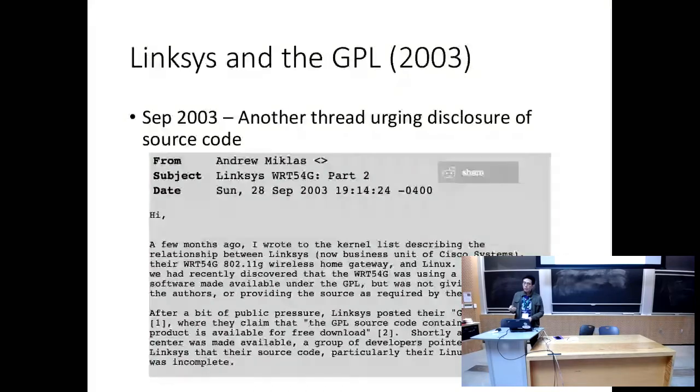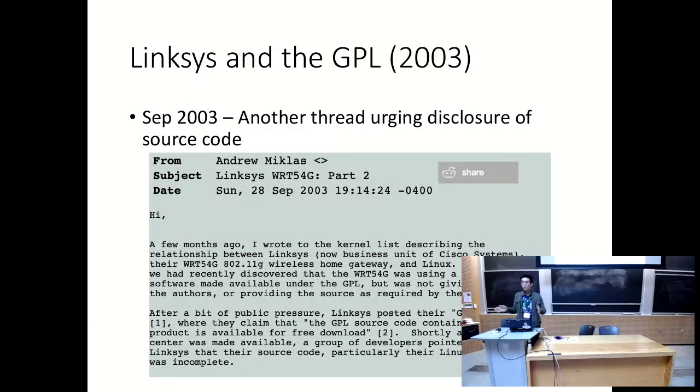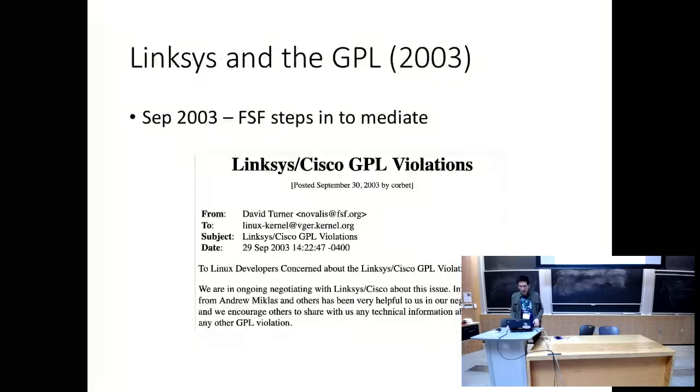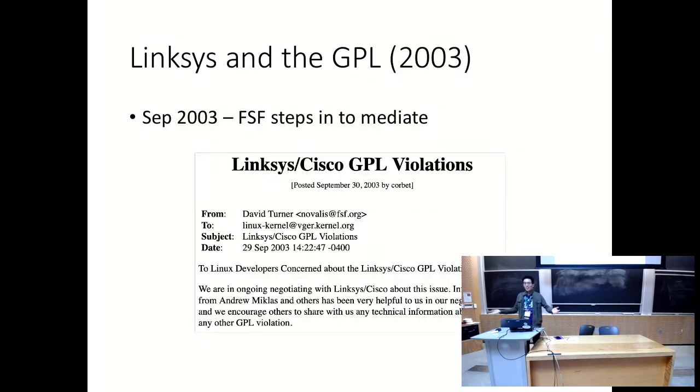So again, in September, Andrew Miklos sent another email to the Linux kernel mailing list saying that, although they did release some components of the GNU Linux system installed within the WRT54G, it doesn't compile, and therefore it's not up to the standards of the GPL. Around this time, the collective outcry for source code from Linksys and Cisco became large enough that the FSF stepped in. They started collecting all of the opinions regarding the WRT54G. And I think this is one of the first events that Bradley Kuhn had been involved in as well.